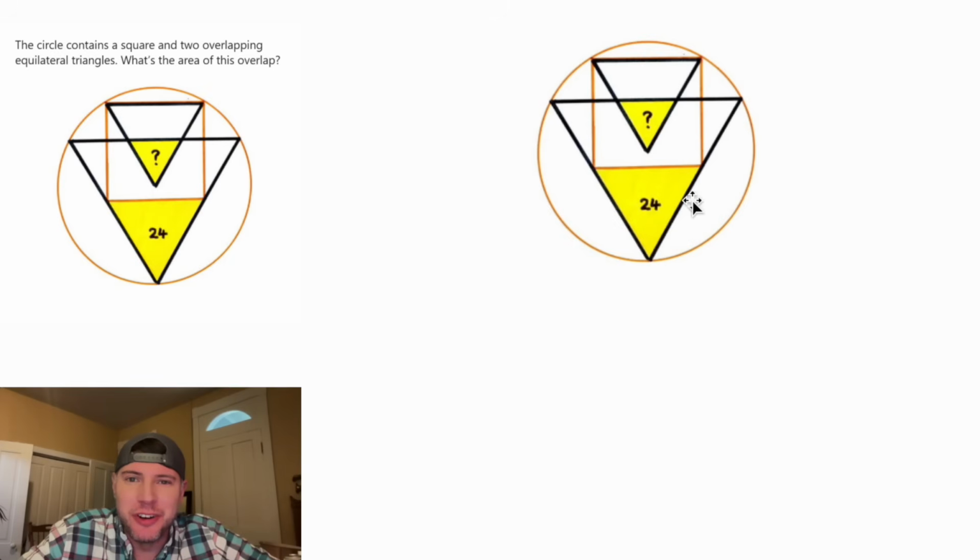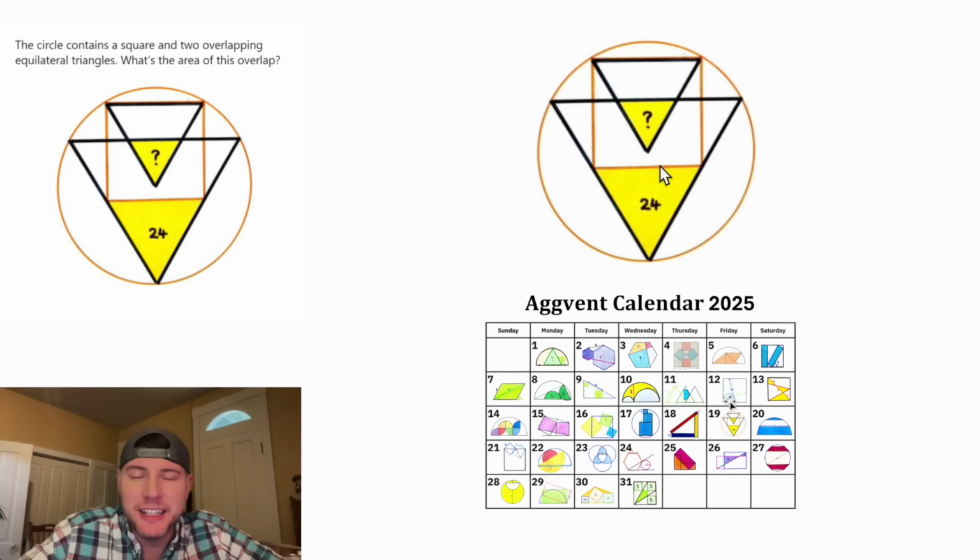Hey guys, this looks like a fun one. We're given a circle that contains a square and two overlapping equilateral triangles, and it wants to know what is the area of this overlap. This is day 19 of the 2025 Advent calendar. And if you want to try this one, pause it right now because I'm going to solve it in 3, 2, 1.